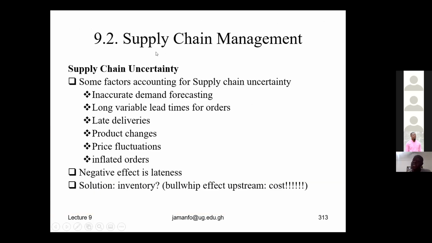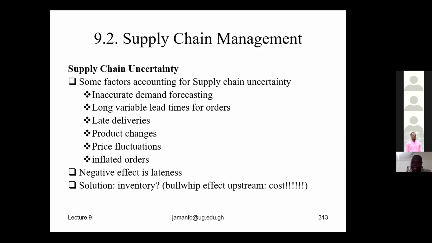The main issue within supply chain is uncertainty, uncertainty emanating from the customer end, largely. And what is the cause of these? Some factors accounting for supply chain uncertainty are inaccurate demand forecasting, long variable lead times, late deliveries from suppliers, product changes, price fluctuations, and inflated orders.